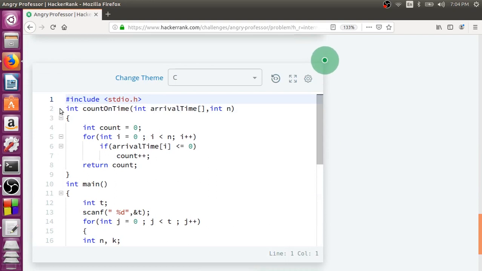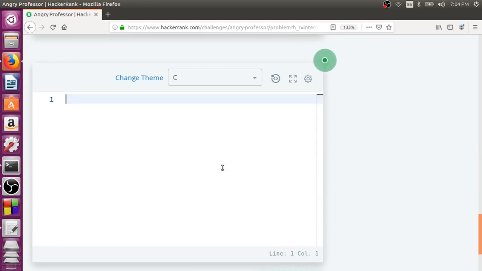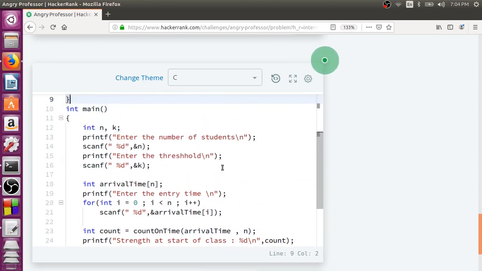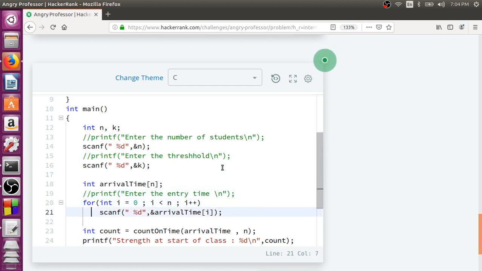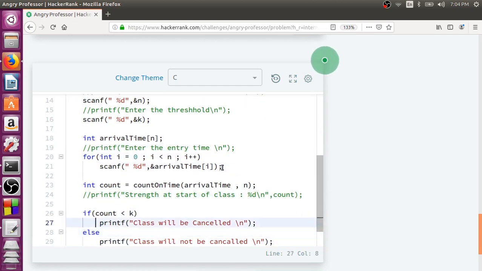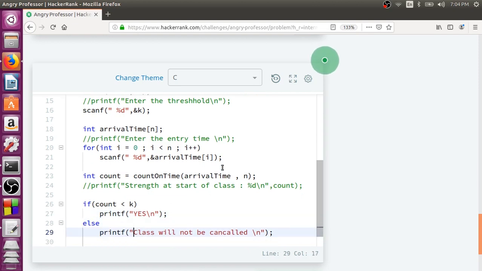Now let's paste this code here. After we paste the code, let us comment out the things which are not required. This input is not required. The print messages are not required. This print message is not required. And if the class is cancelled, we need to print yes, and if the class is not cancelled, we need to print no, along with the new line.